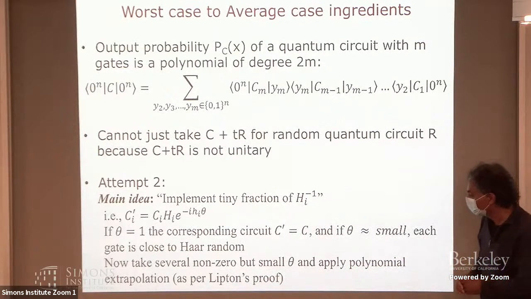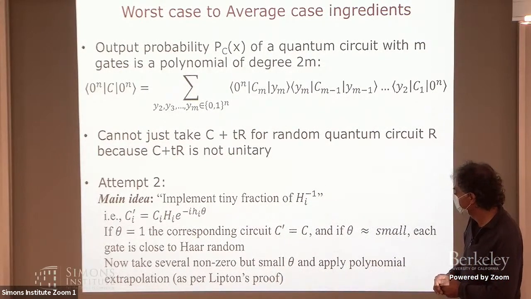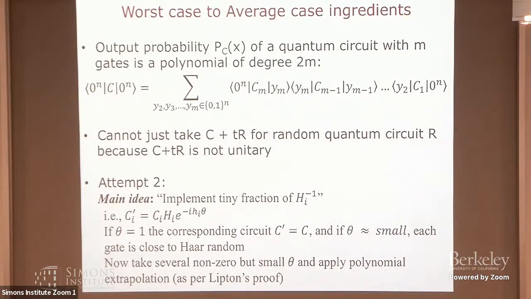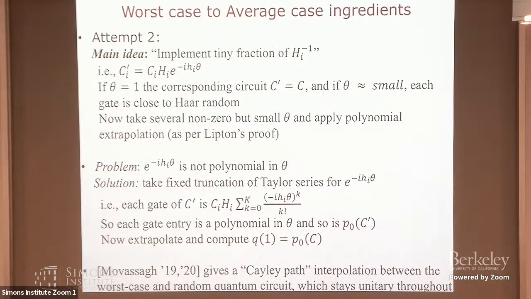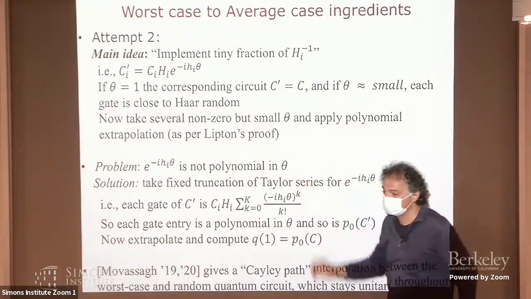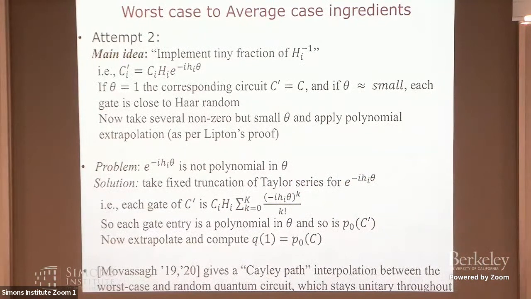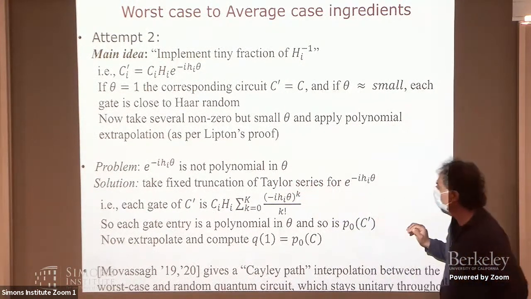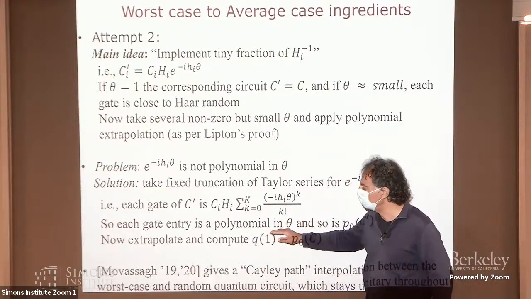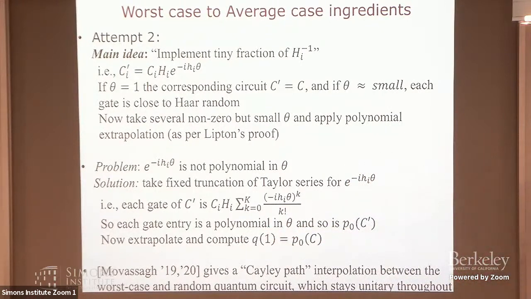So we take a small theta, and then we want to work with that. Okay, so now there's still a problem. The problem is that this dialing back is not a polynomial in theta. And so that's of course something that's quite crucial to the best case to average case reduction. So the solution is to take a truncation of the Taylor series, and now you can get very close, and you do end up with a polynomial in theta, and so you can now go through the argument.